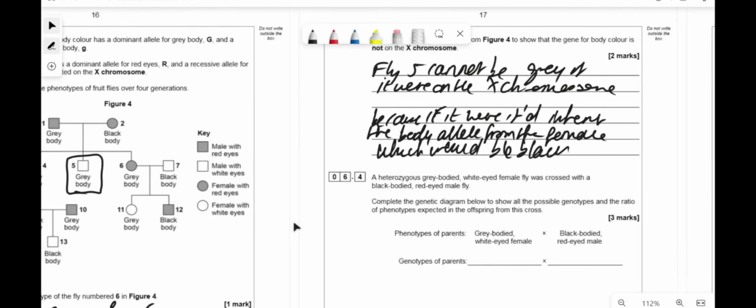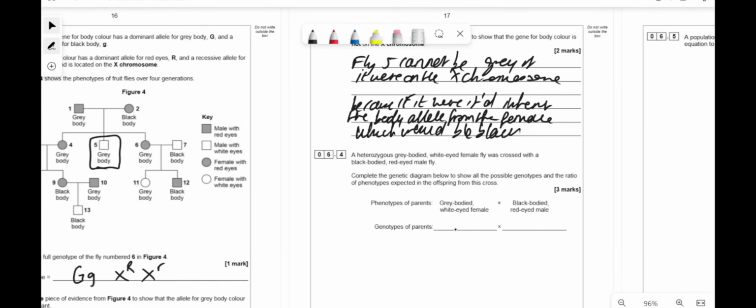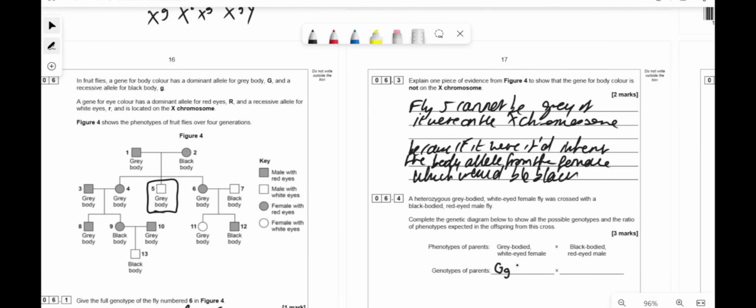Let me get my bearings again because I keep forgetting what they are. So gray body is big G, and they're heterozygous. It's going to be big G, little g, and it is a white-eyed female, so it has to be X little r, X little r. And then it's a black-bodied red-eyed male, so it's going to be little g, X big R, Y.